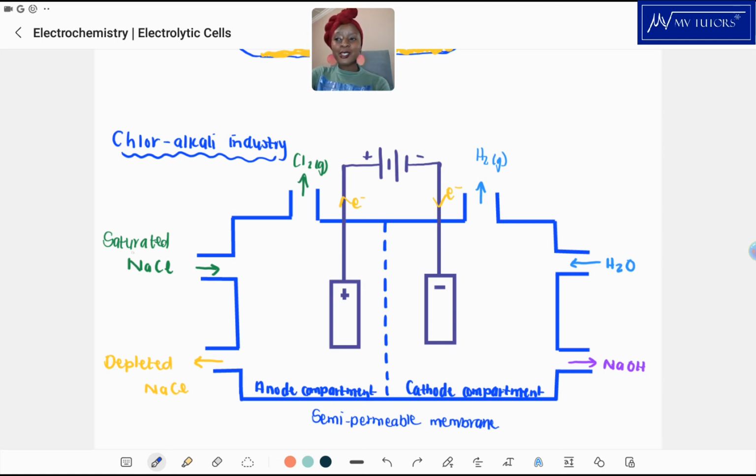So basically, you have your sodium chloride that is saturated, right? It enters in here, and you have water as well on the right hand side here that also enters. So you have water and you have sodium chloride. So in your anode compartment, remember on the positive side, the electrode connected to the positive terminal is the anode, the one connected to the negative terminal is the cathode. So for your anode compartment, you have in here your sodium ions, okay, as well as your chloride ions.